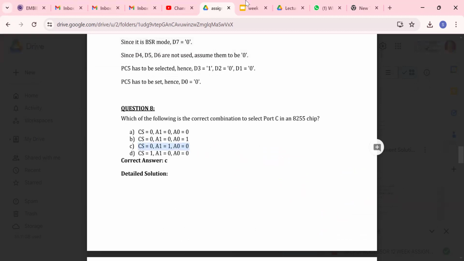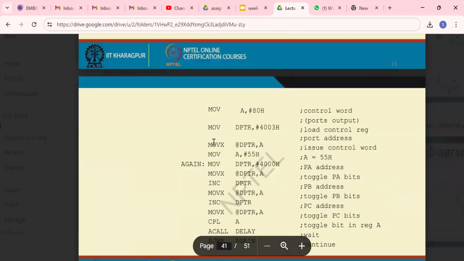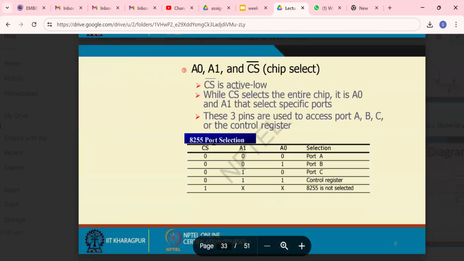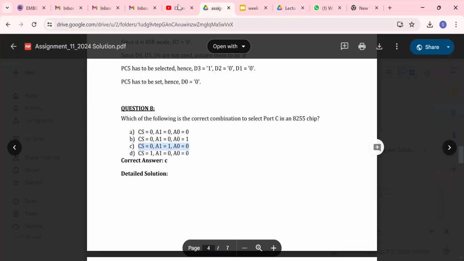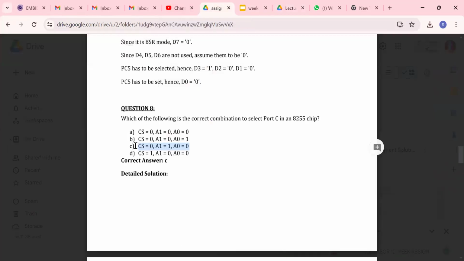Actually, here you may see that 000 is port A, 001 is port B, 010 is port C, 011 is the control register. So 010, it's port C. That is what they have given, 010. It is port C.